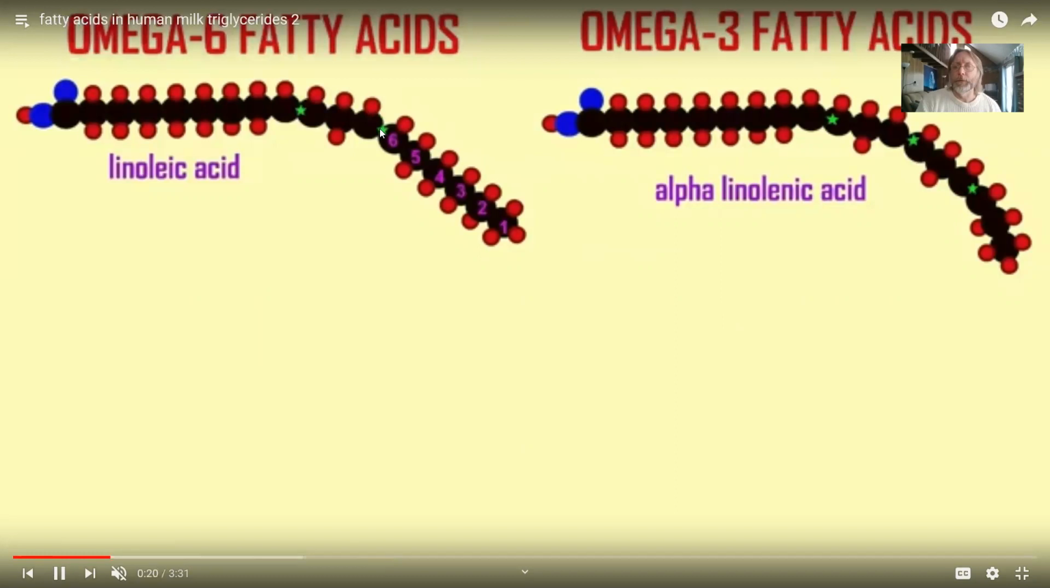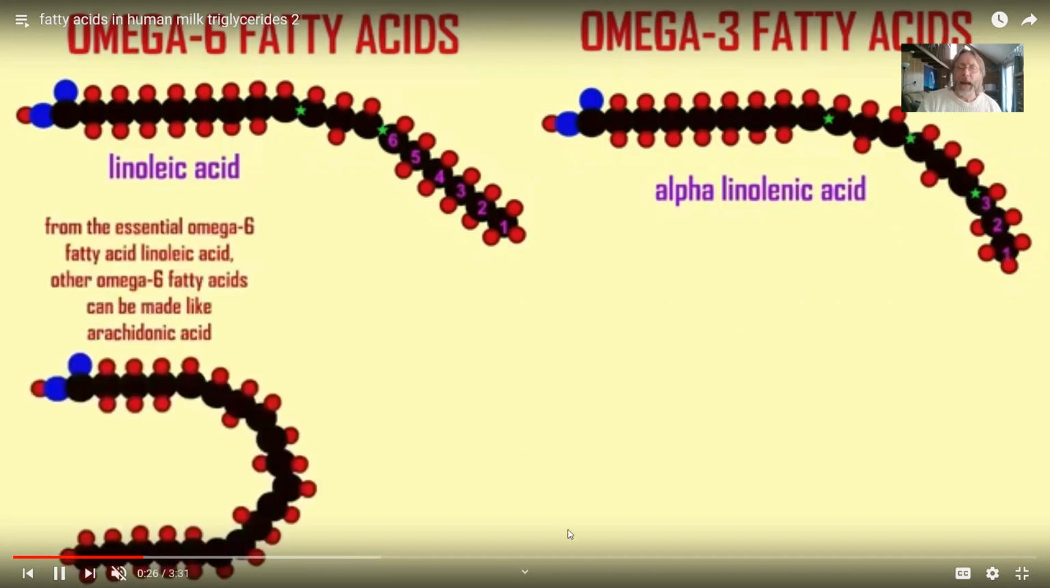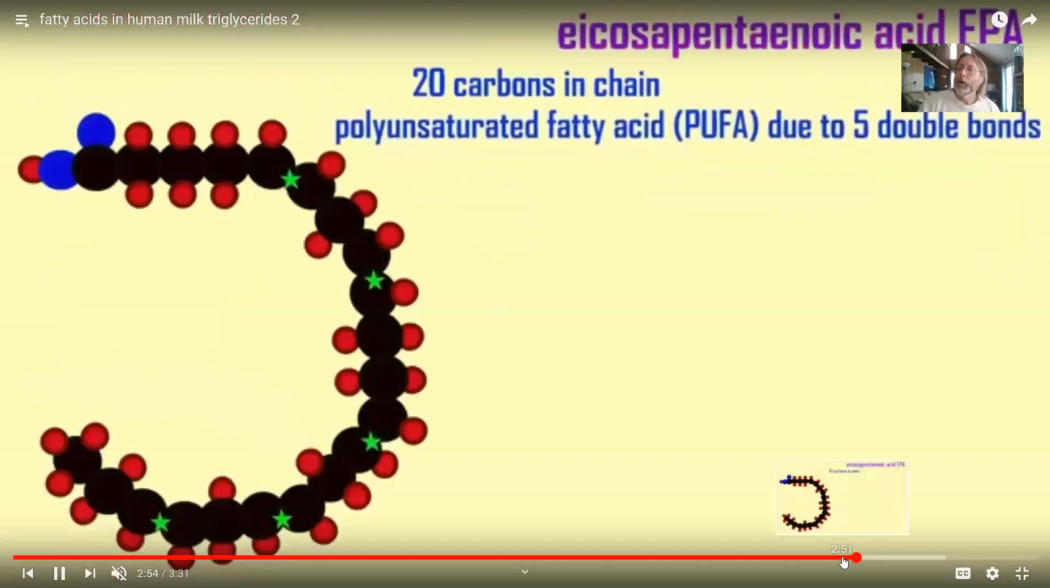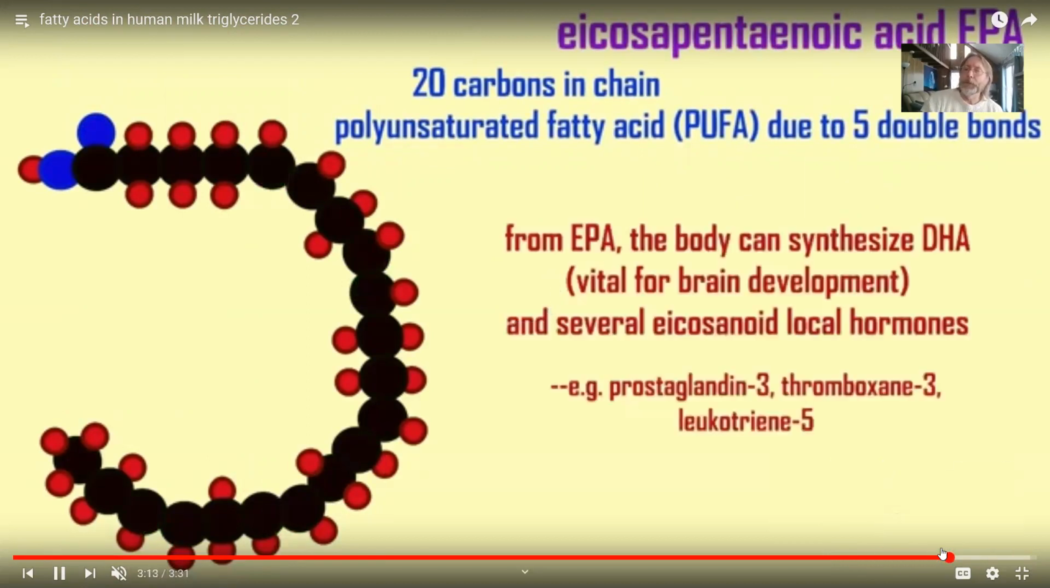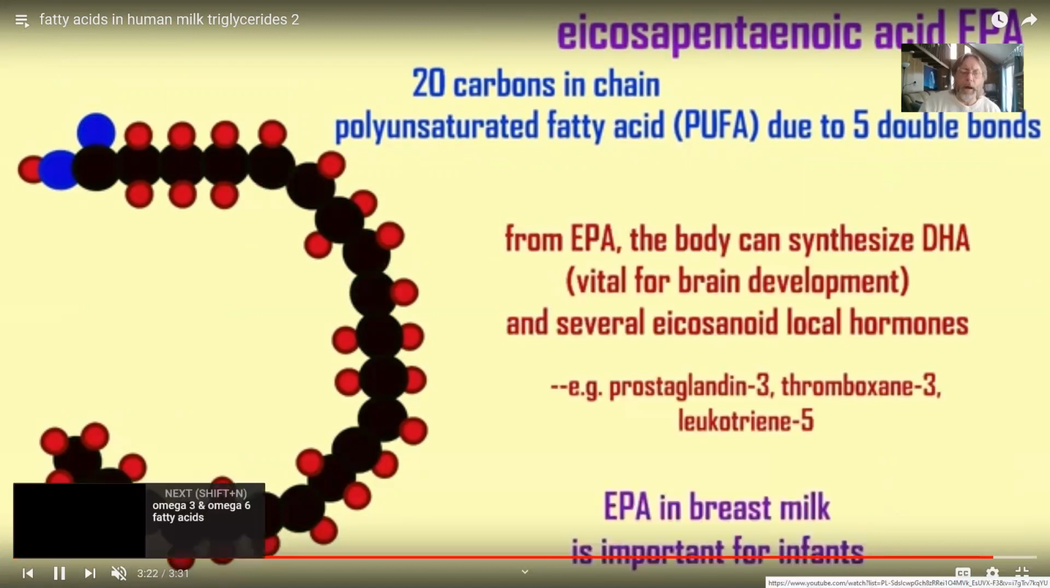So here you can see 1, 2, 3, 4, 5, 6. Here's a double bond. This would be an omega-6 fatty acid. Whereas here, 1, 2, 3, there's the double bond. This is an omega-3 fatty acid. These have to be included in the diet. Not only are there essential amino acids that the body can't make, there are essential fatty acids. And once again, these can be very important for the nervous system. And so breast milk is the source of these essential fatty acids for infants.